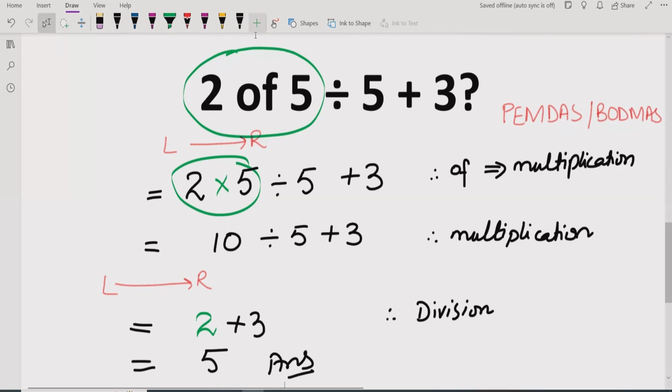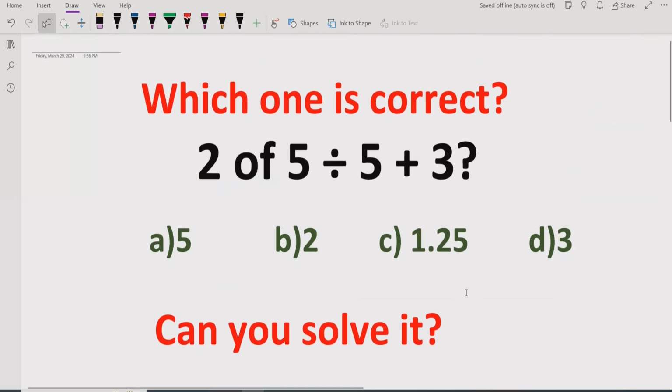So this is very simple. As you can see, we solved it very quickly. And if you see the answer in the list, the answer A is correct. So I hope you understand how you can solve this quiz very quickly using the PEMDAS and BODMAS method.